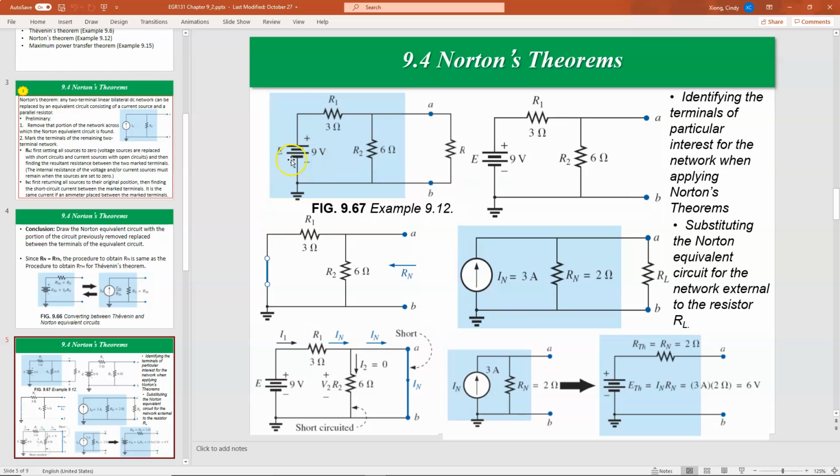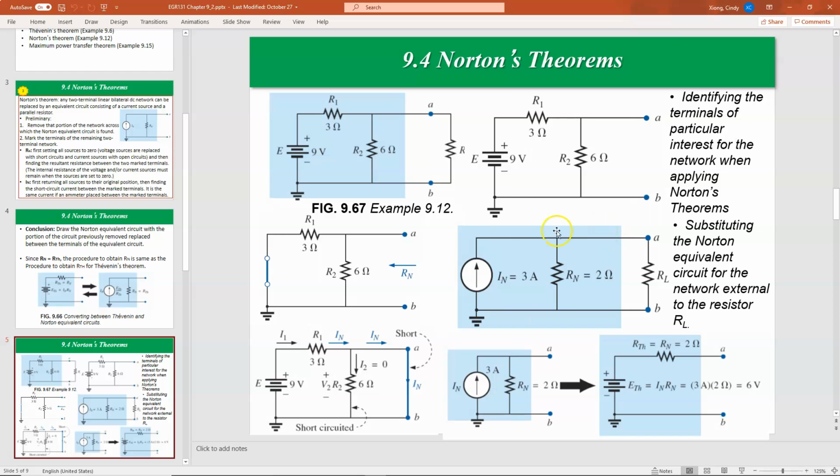But if you want to find what is the current going through R1, or what is the current going through R2, you need to go back to the original circuit. You can use the result you get here. You know the voltage across AB is the same as here. You know the current here. But you need to go back to the original circuit to find the current and voltage for R1 and R2, because in your equivalent circuit, you don't have R1, R2, you don't have the E here.